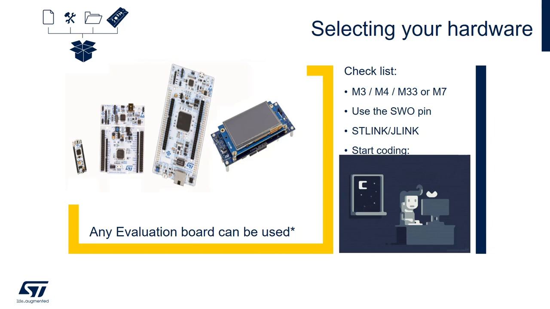So first, you need to make sure that your Cortex-M is either a Cortex-M3 or M4, M33 or M7, because those are the cores that have the trace macrocell, so we can use the serial wire output pin. And we also need to make sure that we are using either the ST-Link that comes along with the Nucleo boards and the Discovery boards, or we are using the J-Link. And then what is left for us is to start coding.